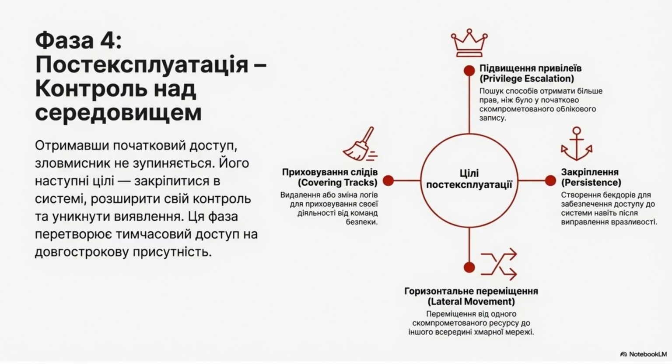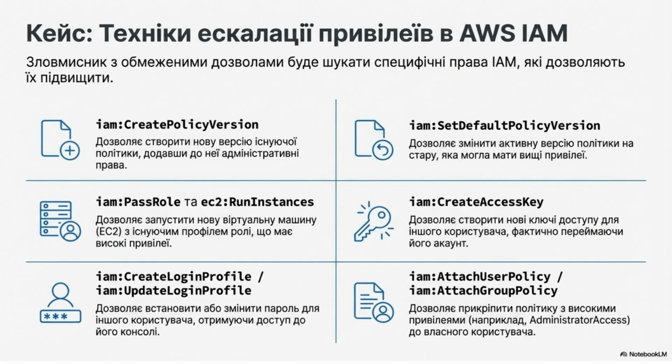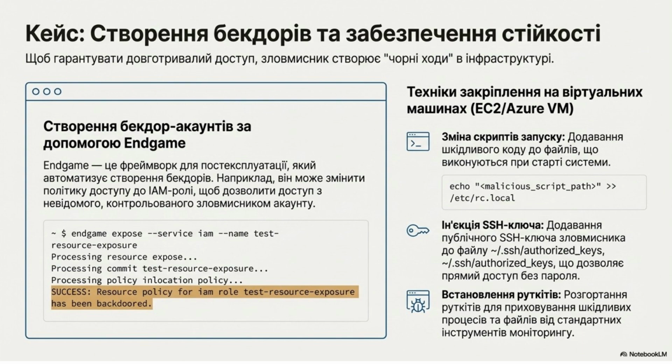Phase 4, post-exploitation. Once initial access is gained, the attacker aims to establish long-term control. Key post-exploitation goals include privilege escalation, lateral movement, persistence, and covering tracks, such as deleting logs. Attackers with limited permissions will look for specific IAM rights that allow for privilege escalation. Examples include permissions to create new policy versions, run instances with existing high-privilege roles, or create new access keys for other users.